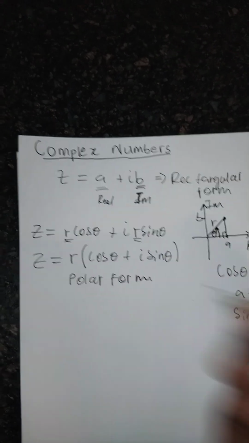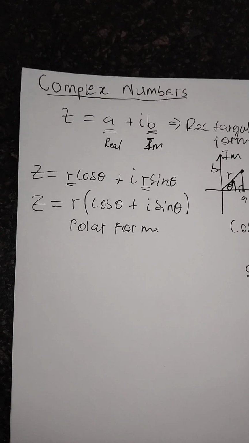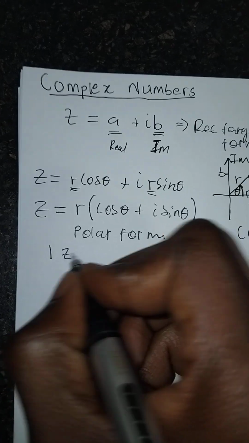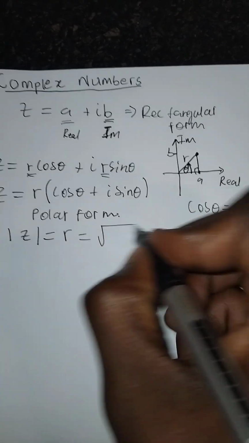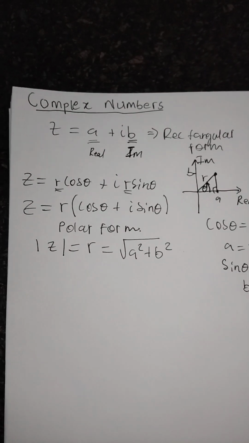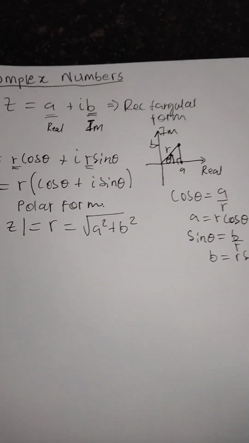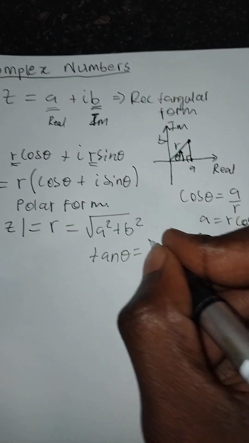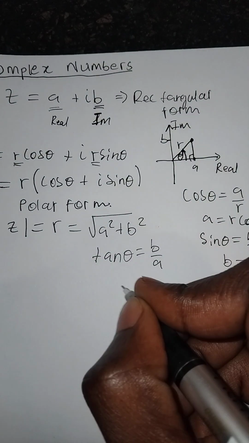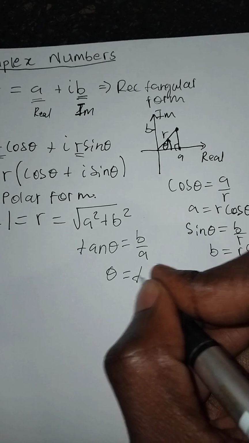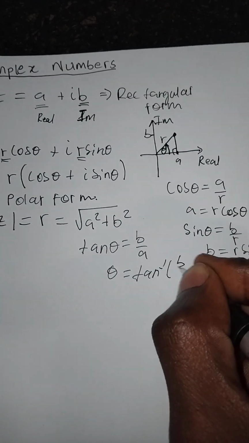If it is in a polar form like this, then we can work on finding other things, like the modulus of z. The modulus of z is basically r, and from this right angle triangle, using Pythagoras' theorem, it is the square root of a squared plus b squared. How about the angle theta? We can simply say that tan theta is b over a. Then if we take the trig function to the other side, theta equals the inverse tan of b over a.